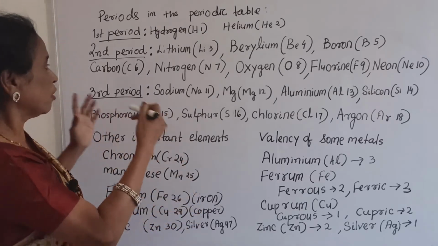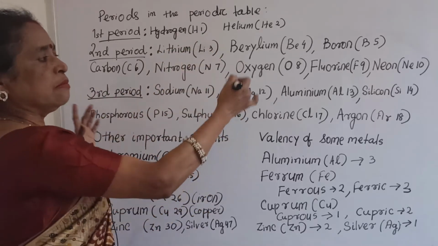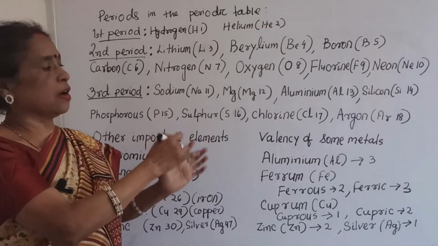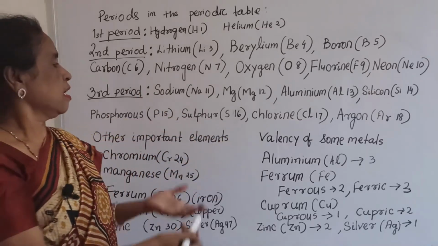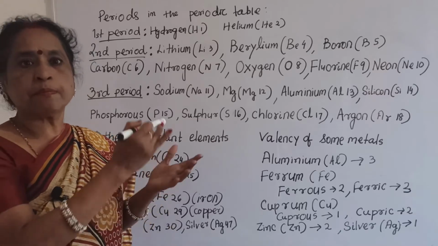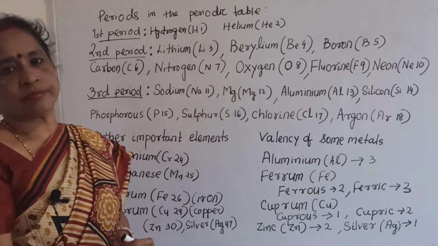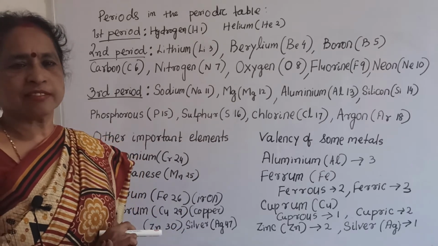How can you say sodium, magnesium, aluminium, silicon, phosphorus, sulfur, chlorine, argon? Say sodium, magnesium, aluminium, silicon, phosphorus, sulfur, chlorine, argon. I hope it is easy.